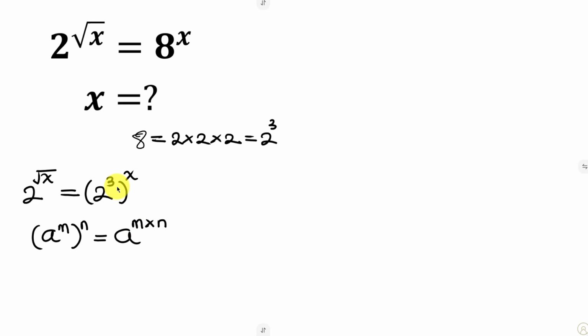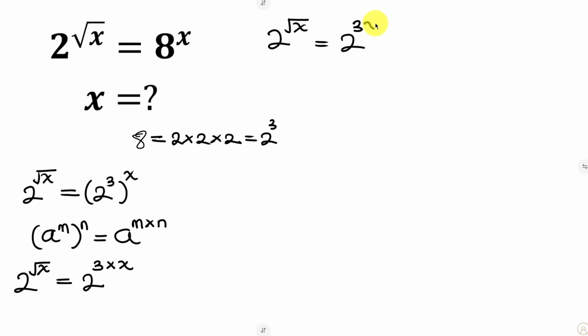Now let's apply this to what we have here. So we have 2 to the power of the square root of x. This is equal to, now this expression becomes 2 to the power of 3 times x. So this simplifies into 2 to the power of the square root of x, which is equal to 2 to the power of 3 times x, which is 3x.